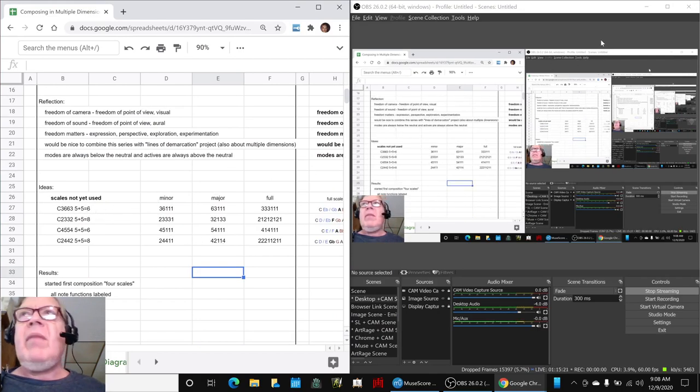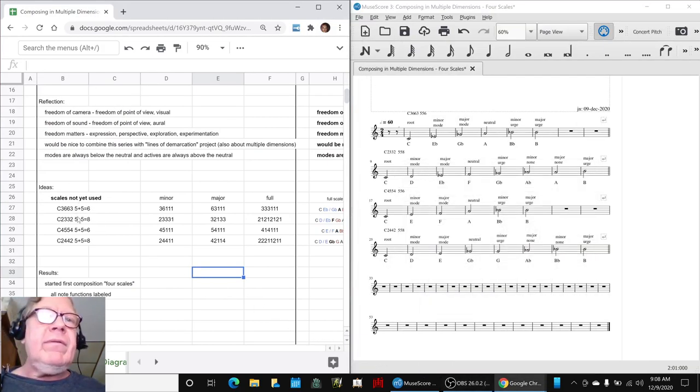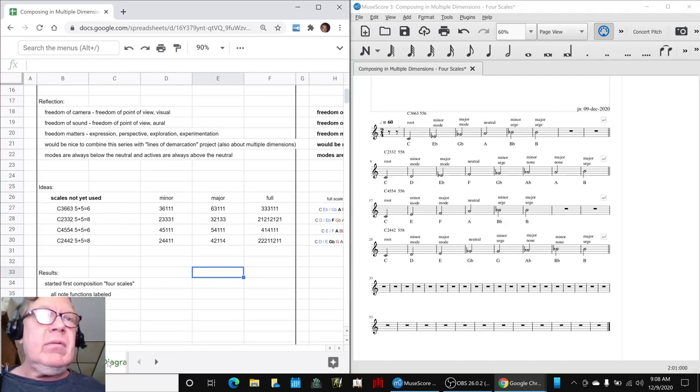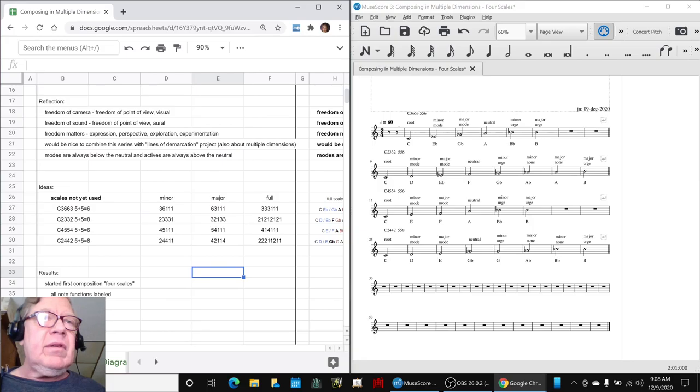We have made a command decision here to work with all four remaining scales. In other words, when we did a little double check against our ideas, where's our ideas? It's over here. These are the scales we had not used yet, and we said, why don't we just use all four of them? So that's where we're starting out.